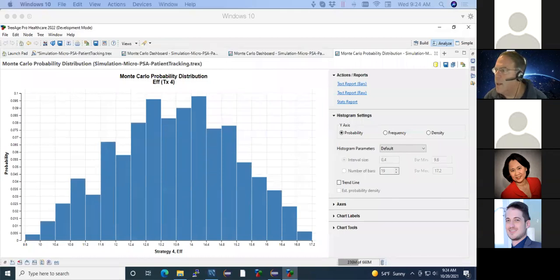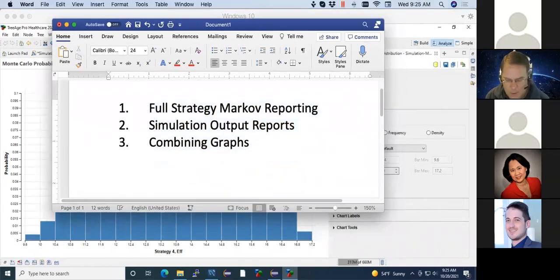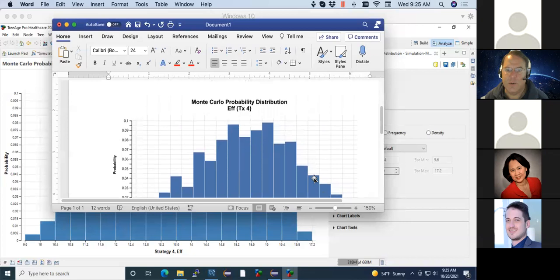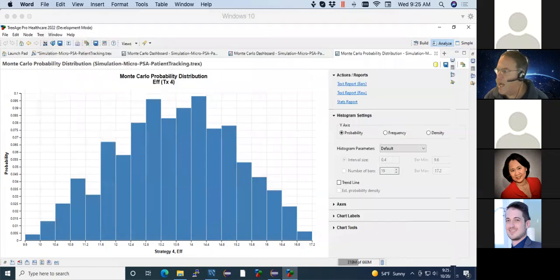One second. Back to, I'm just going to paste it into here. You can paste those graphs right into Word or PowerPoint or wherever you want. So there are a lot of exports, just not that trend graph, at least not yet. Any other questions before we move on to the third and last topic?